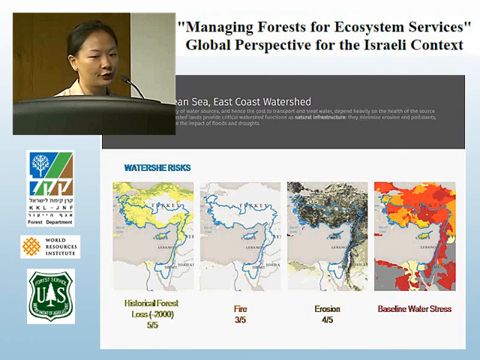And the report breaks down for you the recent tree cover loss and every year what the extent was. Historical forest loss with a score 5 of 5, and fire, score 3 out of 5. Erosion in the region is very high. And we look at all these changes and risks of the watershed in terms of how much water stress they're already facing.